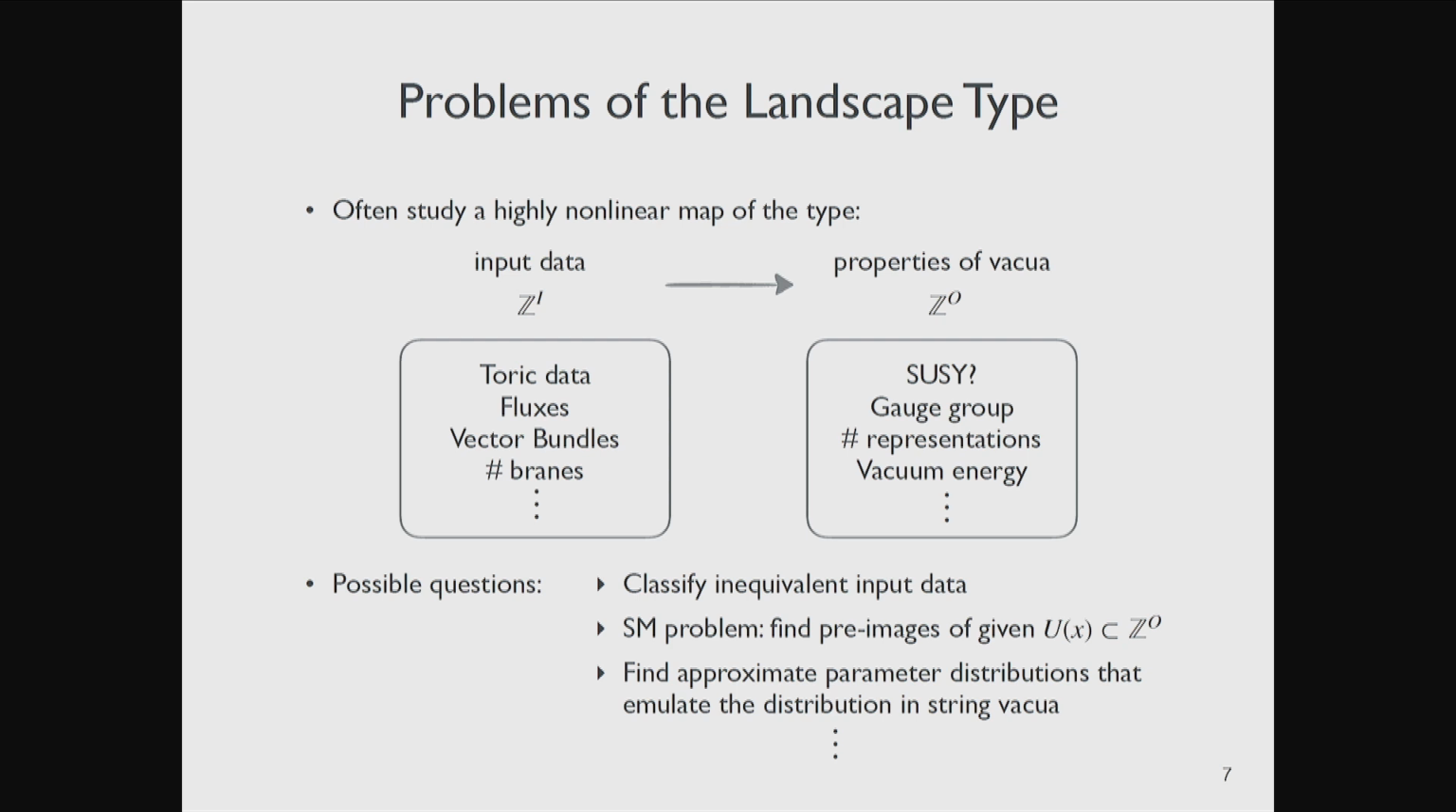Also a very interesting development that has also had some interest here at the conference is finding approximate parameter distributions that realistically emulate the distribution that is found in string vacua. So for example, I think it's very important to get a proxy of a realistic Kähler metric that we can use for simulating, in a sense, stringy data.